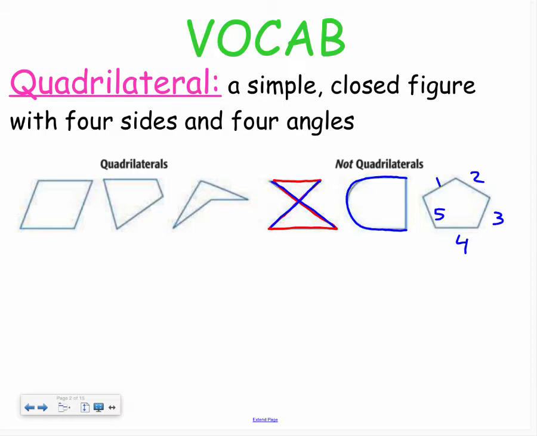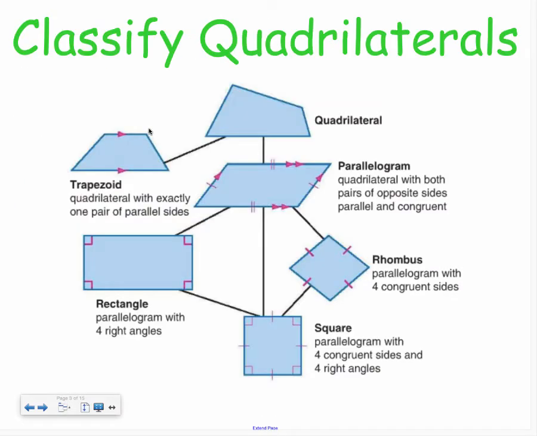The other important piece of information you are going to want to know about a quadrilateral is the angles add up to 360 degrees. So just like our triangles add up to 180, quadrilaterals add up to 360 degrees. Part of your homework tonight is going to be classifying quadrilaterals. You can classify quadrilaterals based on their sides and on their angles.